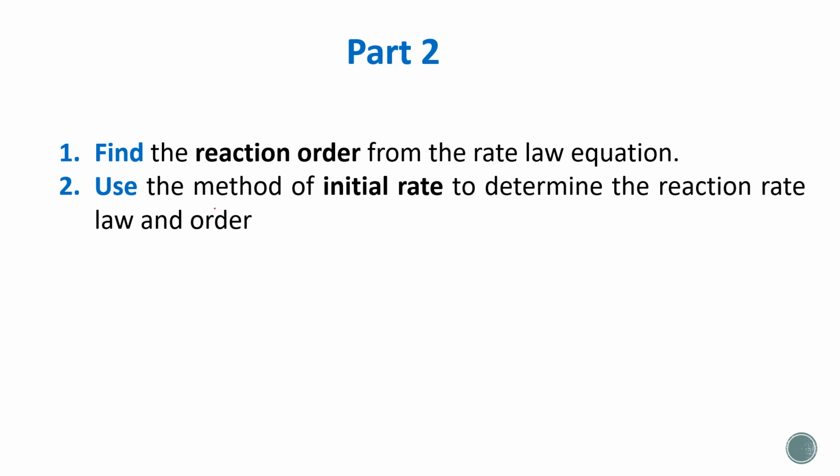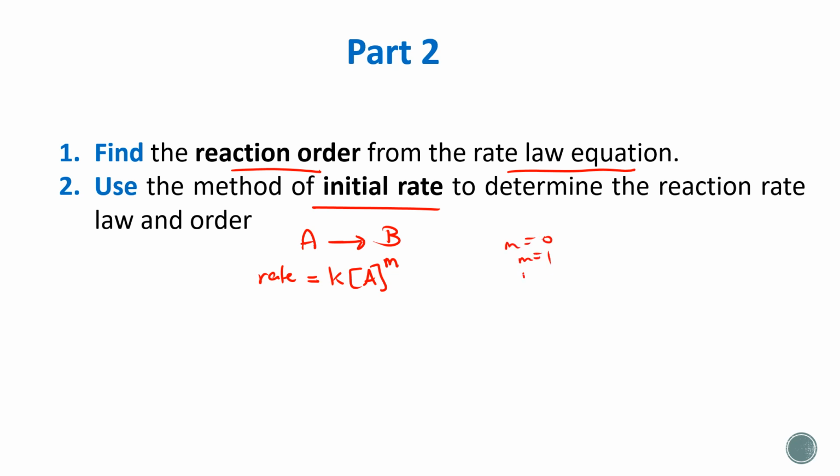And we will find the reaction order from the rate law equation. Use the method of initial rate to determine the reaction rate law and order. So, guys, we talked about this reaction, right? And we said, for example, the rate is going to be K times A to the power of, let's say, M. Depending on M, it could be 0, it could be 1 which is first order, it could be 2, and so on. What if I have something like this?